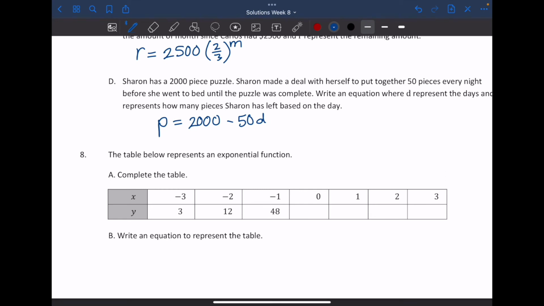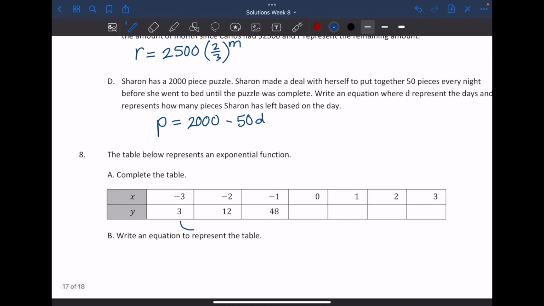The table below represents an exponential function, so we're going to complete the table. Our pattern here is that we are multiplying by 4, and it still works here, so we continue and multiply by 4. This gives us 192. From there, multiplying by 4, we get 768.